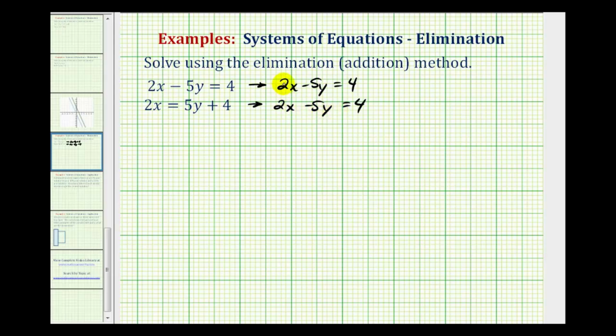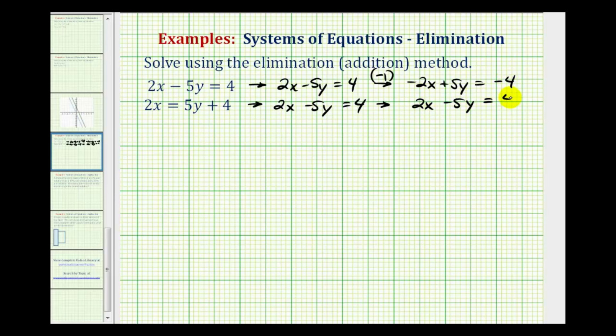We know we want either the x terms or y terms to be opposites. Notice right now they're exactly the same. So if we want them to be opposites, we'd have to multiply one of the equations by -1. Let's just go ahead and multiply the first equation by -1 and then see what happens. We'll leave the second equation the same. So multiplying by -1 is just going to change the sign of everything. So we'll have -2x plus 5y equals -4. Second equation is going to stay the same.